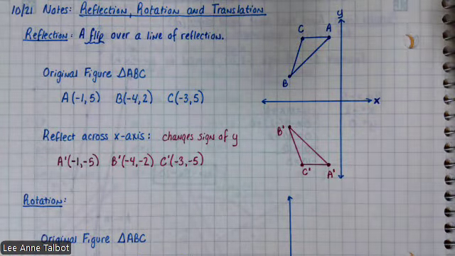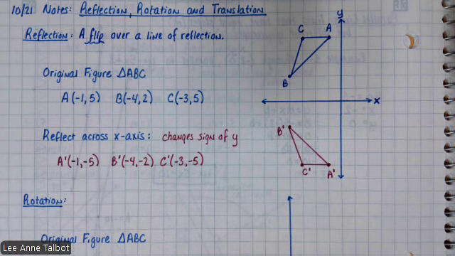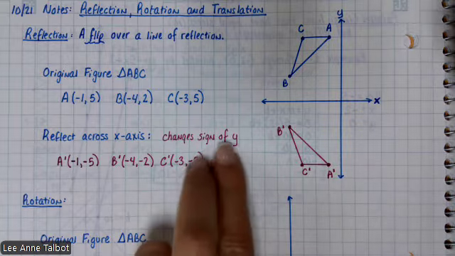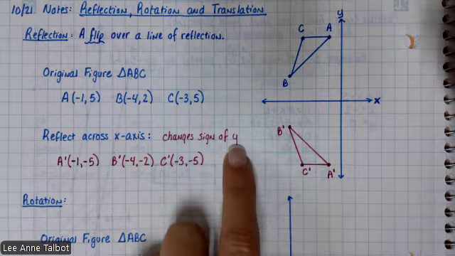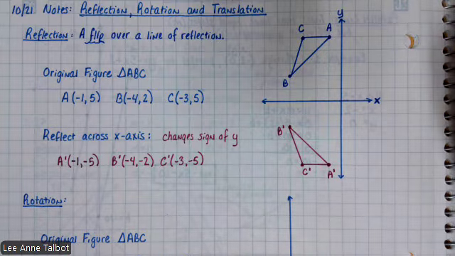Now in your math brain, what do you think a reflection across the y-axis would do? We're not going to do one, but what do you think it would do to the coordinates? Changes the sign of an x. Perfect. Look at you guys picking up math patterns. It's good.